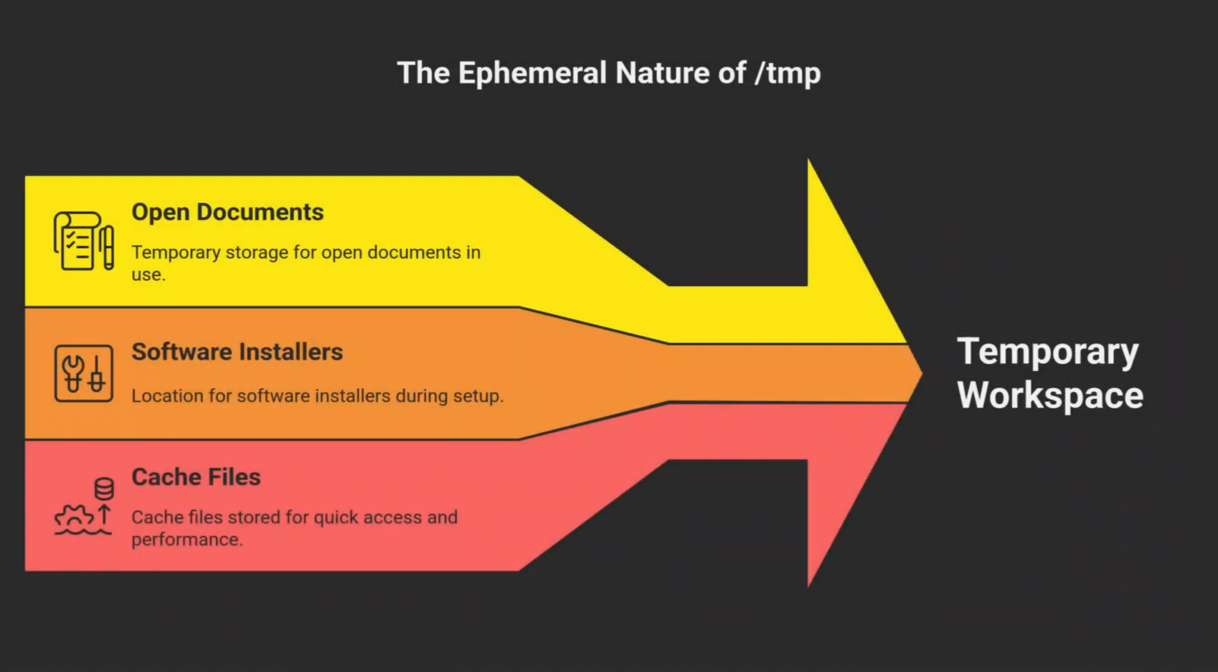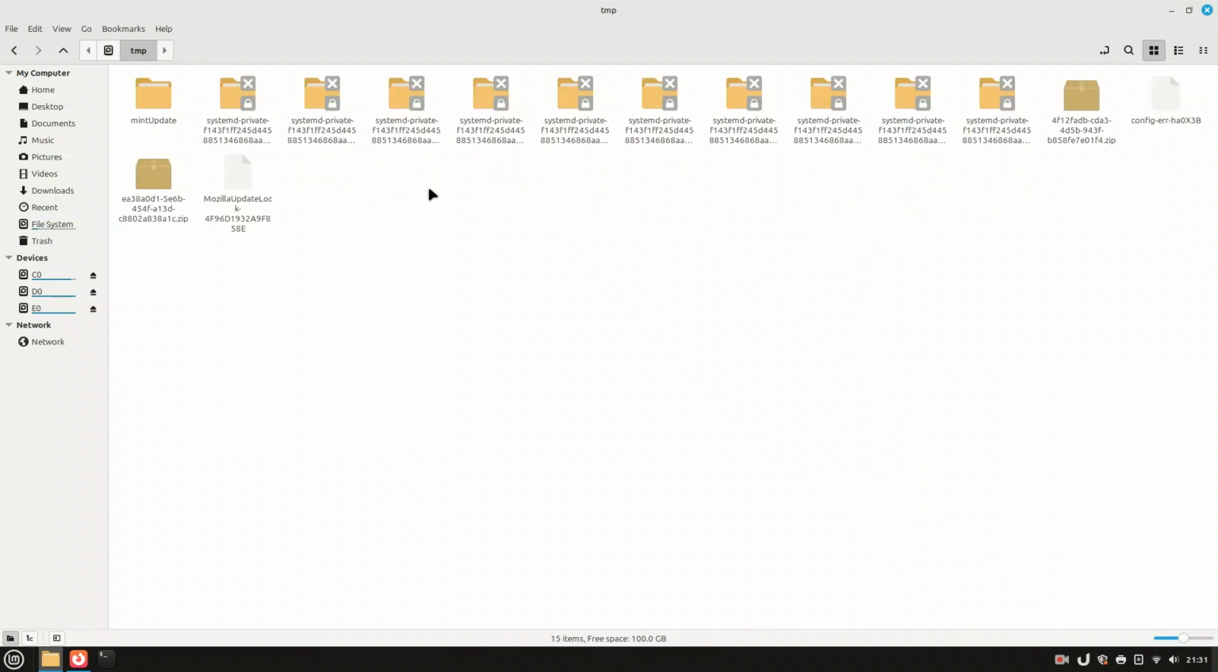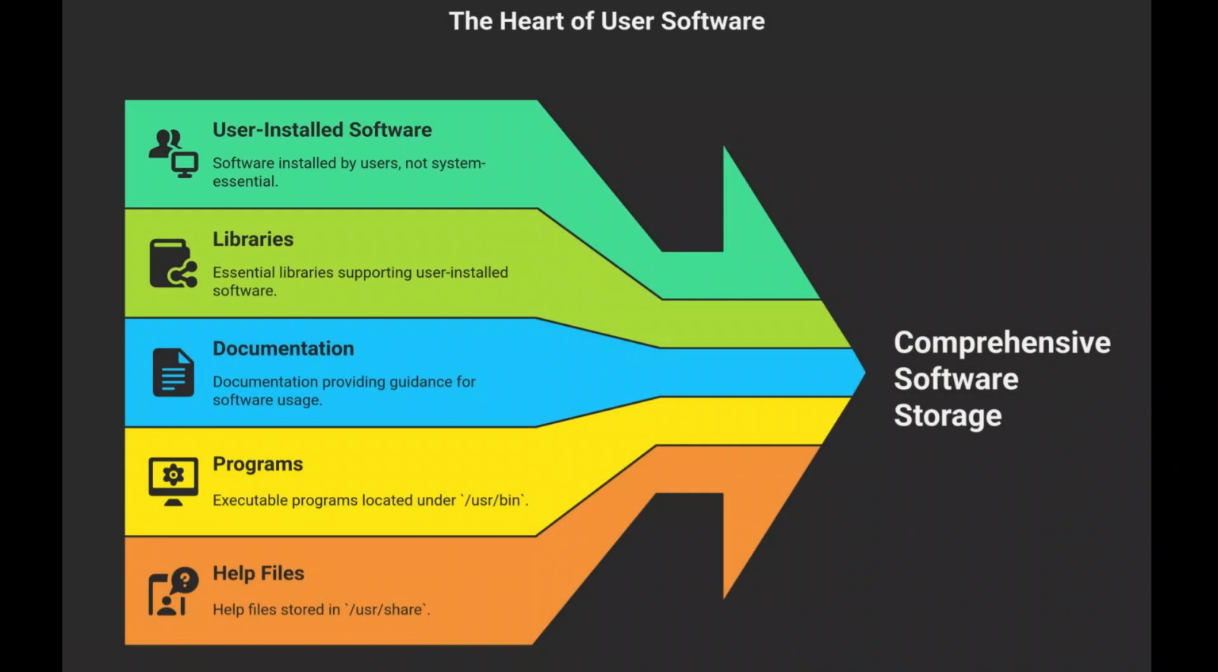/tmp, temporary files. Tmp is where programs store short-term files like sockets or caches. It's wiped automatically every time you reboot. Never store important data here. It won't last.